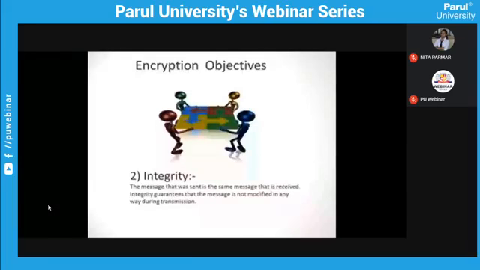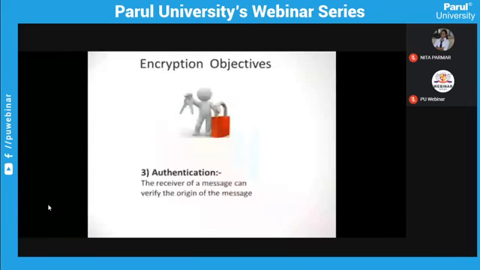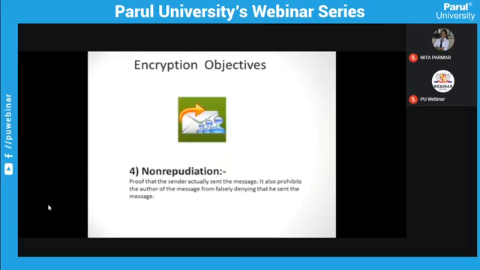So integrity is ensured through encryption, and the next objective of encryption is authentication. Authentication is similar to integrity. The receiver can be 100% sure that the message is authenticated and is sent by the sender who was intended to send it, means no one other than the authenticated sender has sent the message. So authentication is also ensured in encryption.